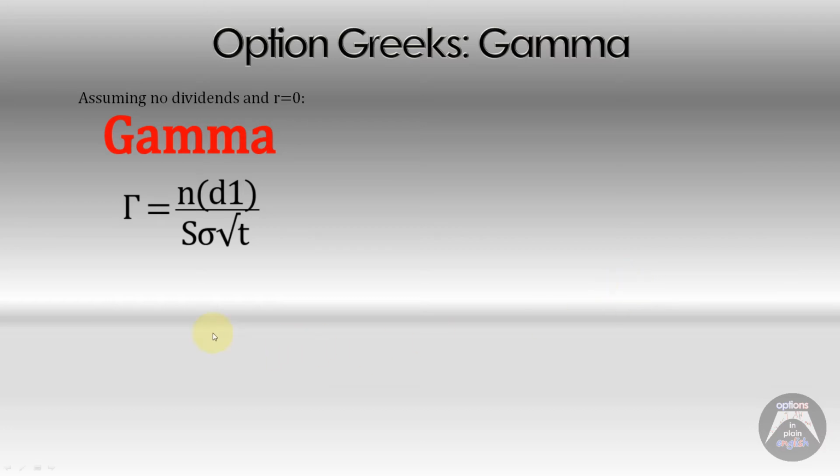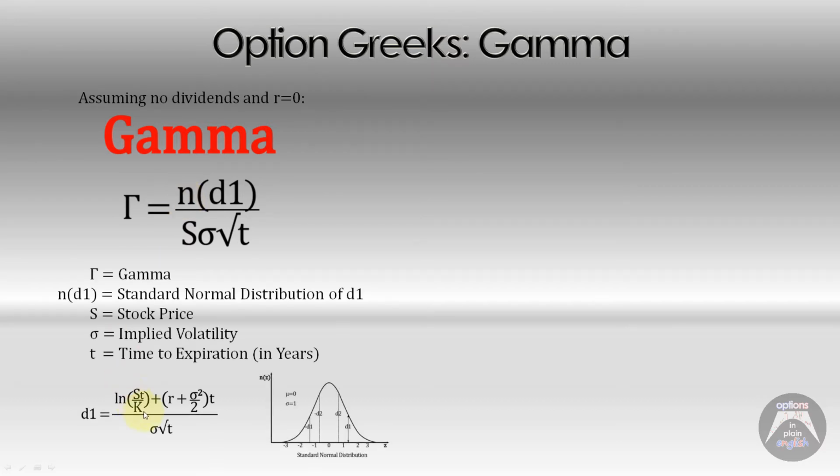So if we start analyzing and we assume that there are no dividends and that the interest rate is zero, just to make the formula easier, gamma is going to be equal to the standard normal distribution of D1 divided by the stock price, implied volatility, and the square root of time. So this is gamma, capital Greek gamma. We also have the lowercase n of D1, which is the standard normal distribution of D1, over stock price, implied volatility, time to expiration in years.